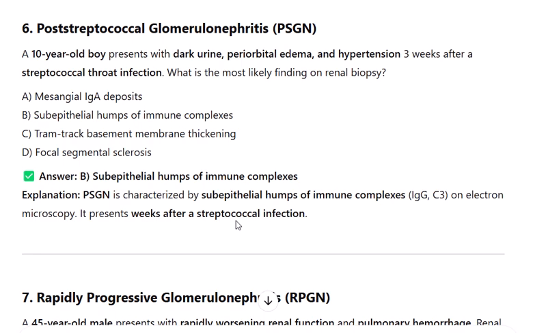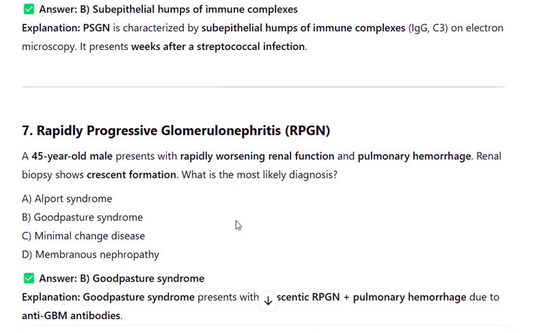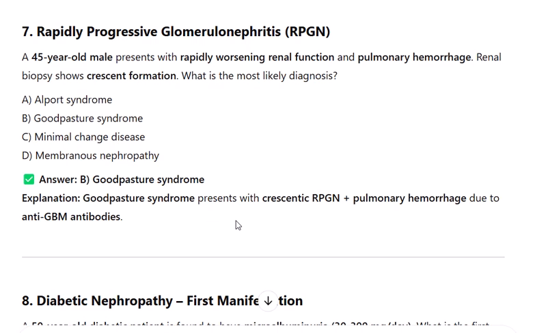7. Rapidly progressive glomerulonephritis, RPGN. A 45-year-old male presents with rapidly worsening renal function and pulmonary hemorrhage. Renal biopsy shows crescent formation. What is the most likely diagnosis? A. Alport syndrome. B. Goodpasture syndrome. C. Minimal change disease. D. Membranous nephropathy. Answer B. Explanation: Goodpasture syndrome presents with crescentic RPGN and pulmonary hemorrhage due to anti-GBM antibodies.